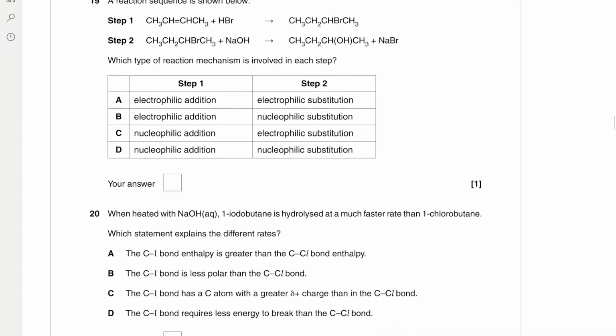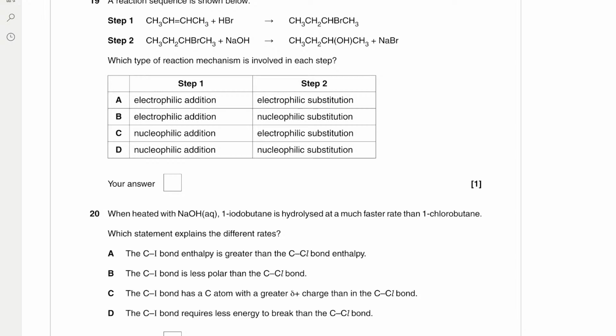Question 19. A reaction sequence is shown below. So we've got butene reacting with HBr, forming 2-bromobutane. And then in step 2, that 2-bromobutane goes on to react with sodium hydroxide by nucleophilic substitution, forming butan-2-ol and sodium bromide.